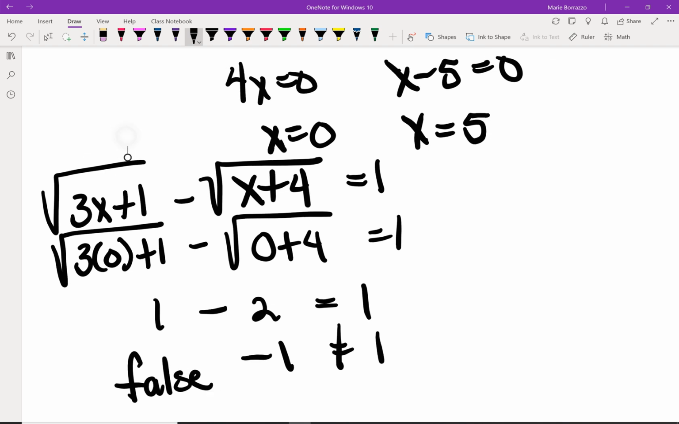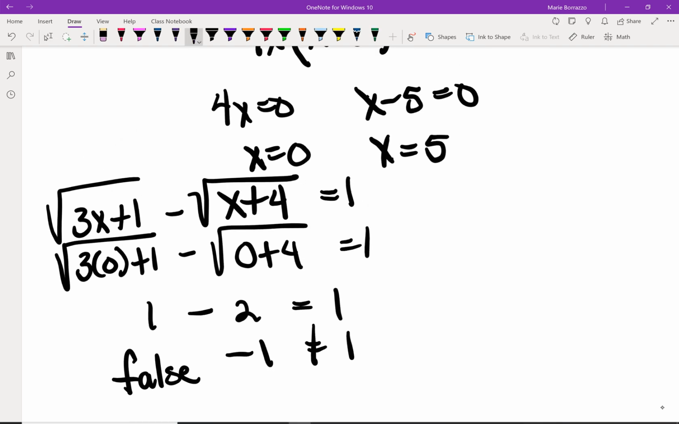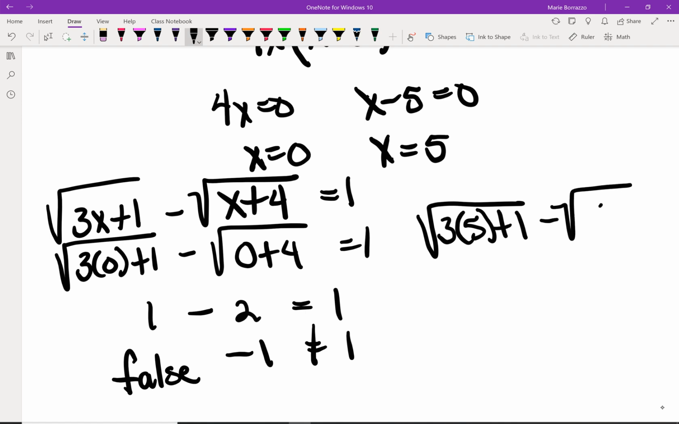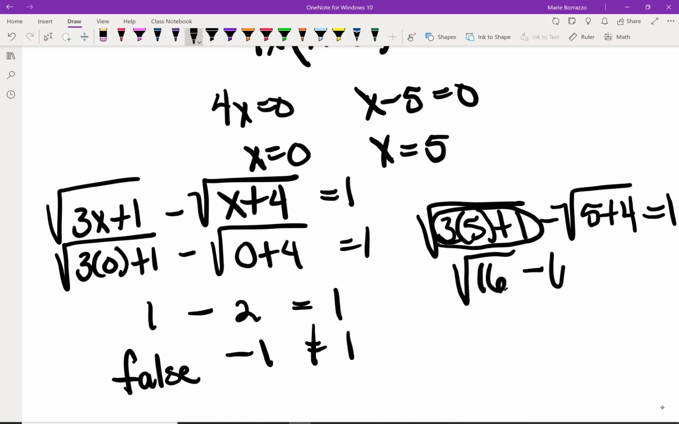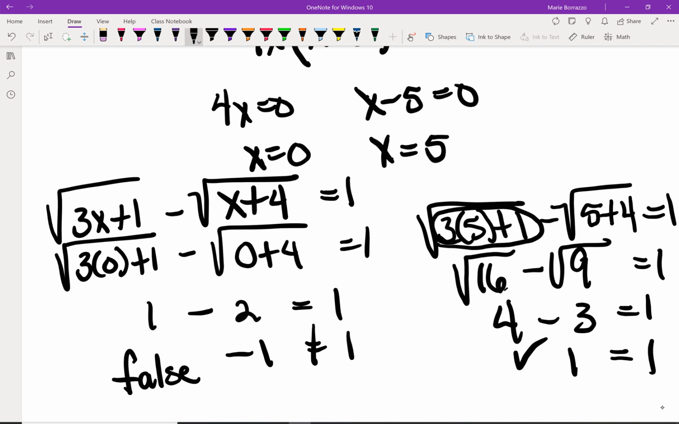So what we want to do then is apply the same process to the 5. So if we take the square root of 3 times 5 plus 1 minus the square root of 5 plus 4, we should have a value of 1. This is 16. 3 times 5 plus 1 is square root of 16 minus square root of 9 equal to 1. Obviously this is 4 minus 3, and that is equal to 1 because 1 is equal to 1. This is a true statement, and we accept this as our answer. That means that my only solution is the 5 in this case.